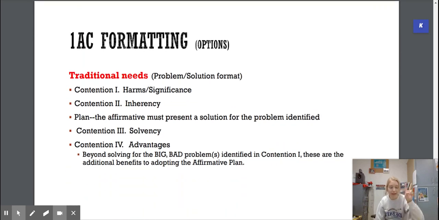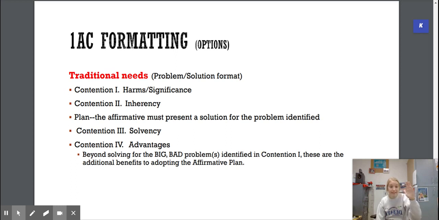Okay, so there's two formatting options. The first one is called a traditional case. Your cases as they are formatted traditionally. And that means that you have harms, inherency, plan, solvency, and advantages. Okay, those 5 things in order. Those things need to stay in order.